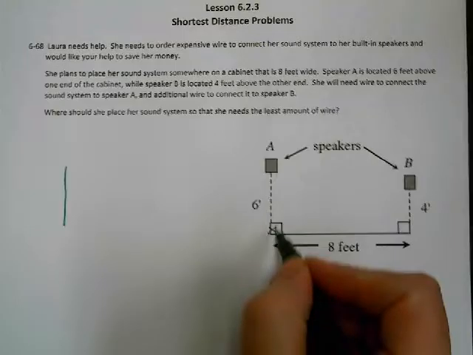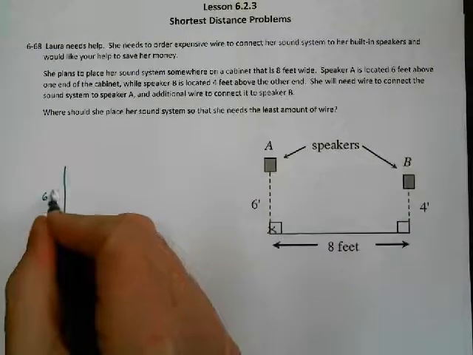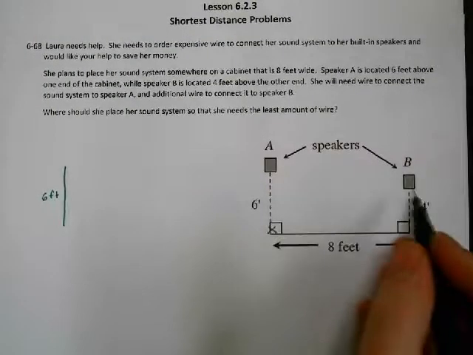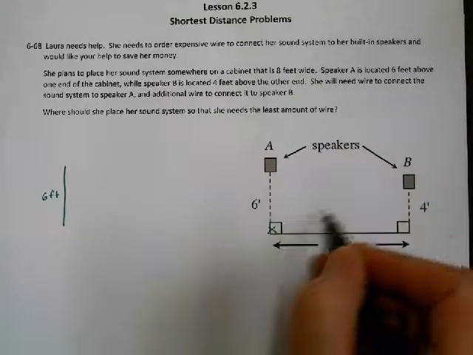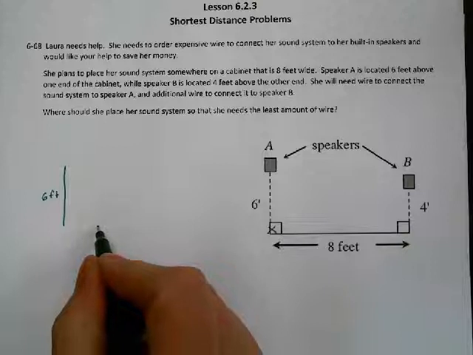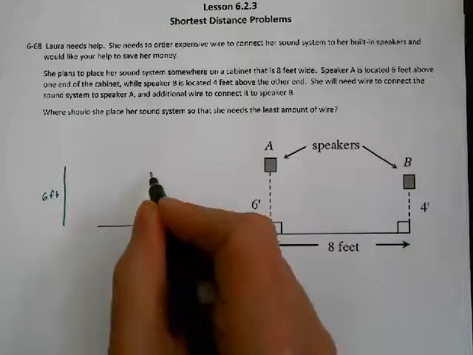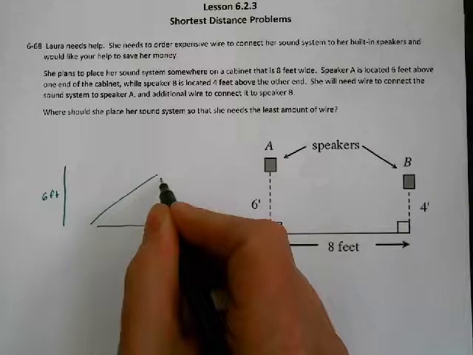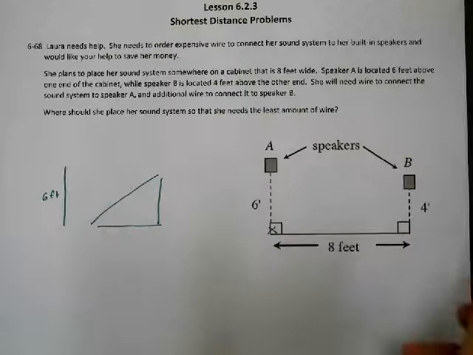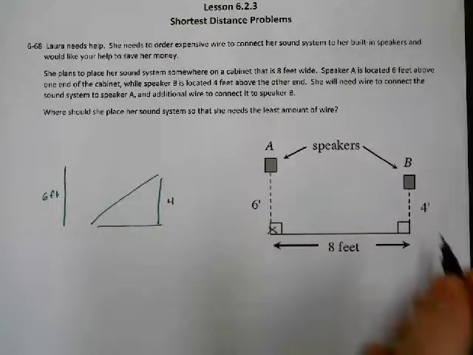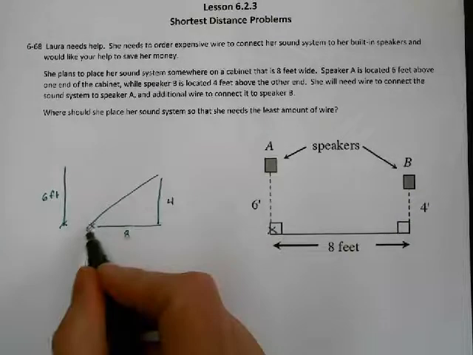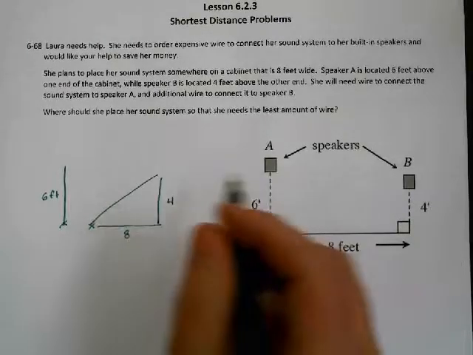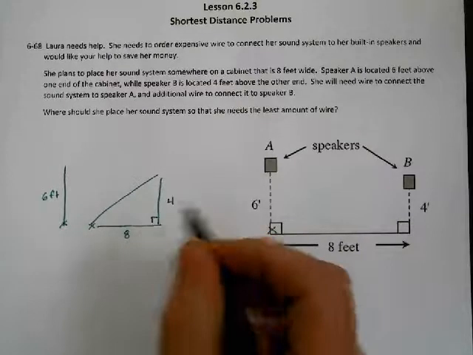So if we did the speaker system right there, well, one of our wires would go straight up. That'd be 6 feet. If we put the speaker system here, the other wire would have to travel from here to here. So that'd be a right triangle, which is kind of nice. And this would be 4 feet over here, and this would be 8 feet, because here's where the sound system is. So this would be the length of the wire.